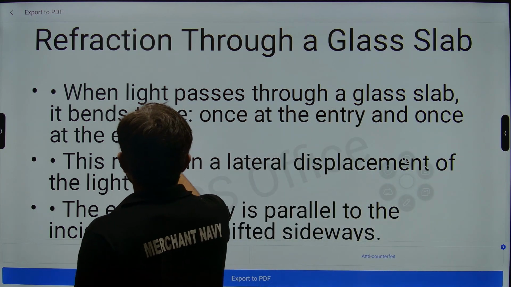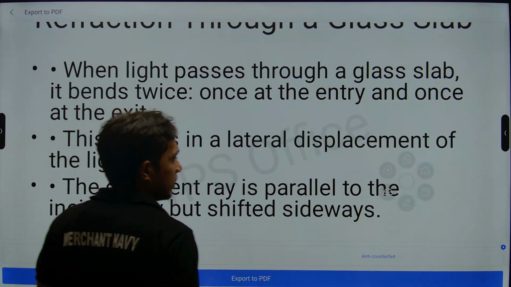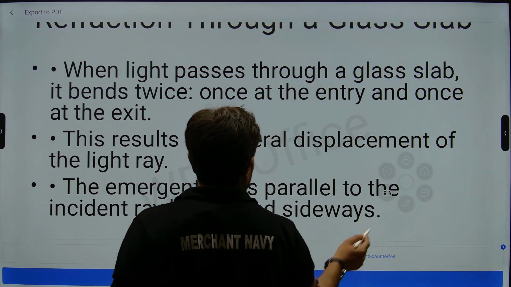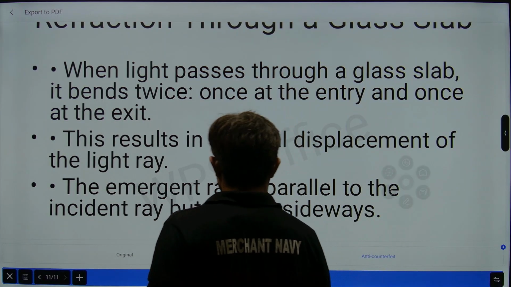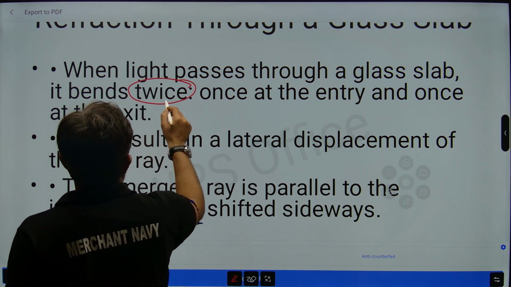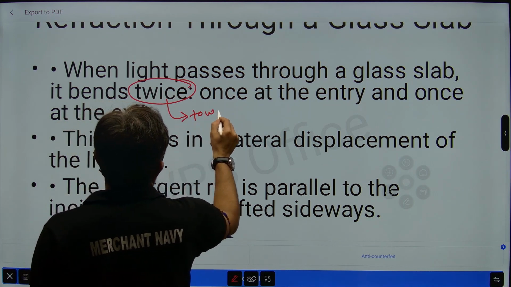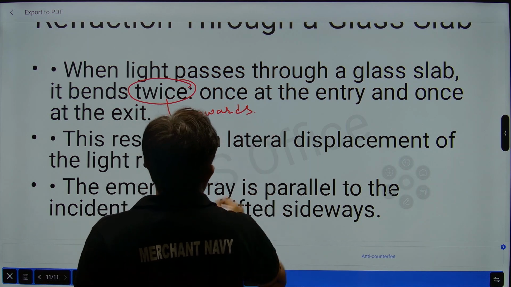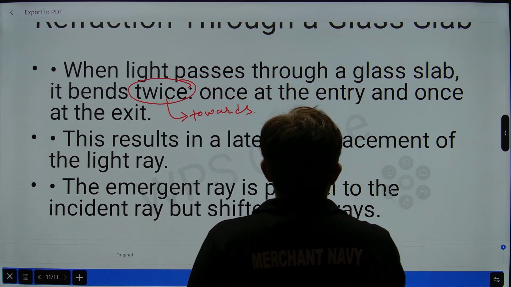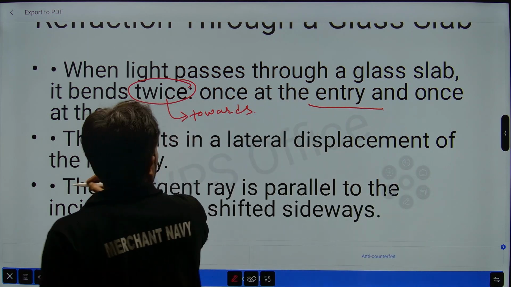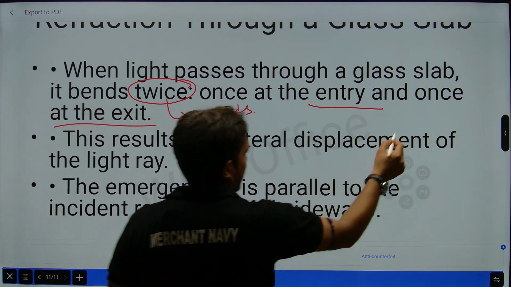So, it is not here twice. It is not working, sorry for that. It should bend towards the normal, once at the entry and once at the exit.